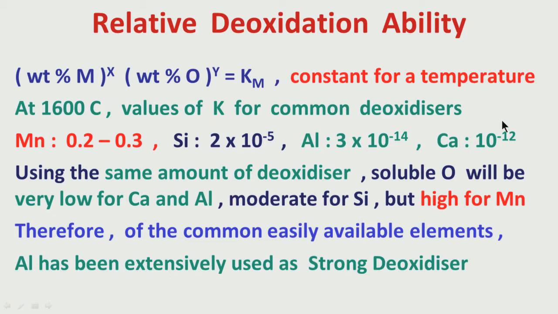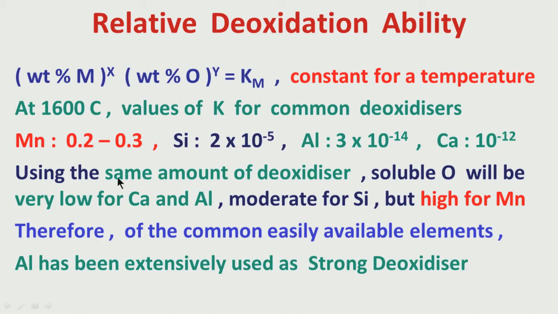Please try to remember that from the oxidation reaction we can come out with this understanding of the K value, that means the deoxidation constant, for the common deoxidizers at a reasonable temperature, say 1600 degree centigrade. If the temperature changes, the values will also change. But for this particular temperature the values are: manganese around 0.25, silicon 2 into 10 to the power minus 5, aluminum 3 into 10 to the power minus 14, calcium around 10 to the power minus 12.